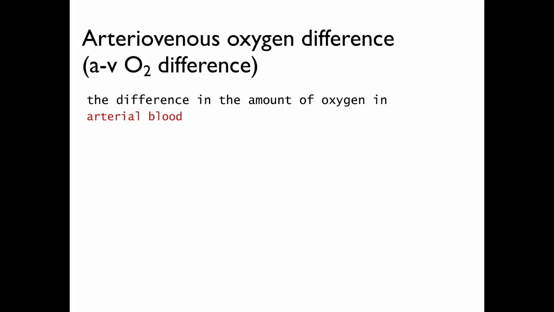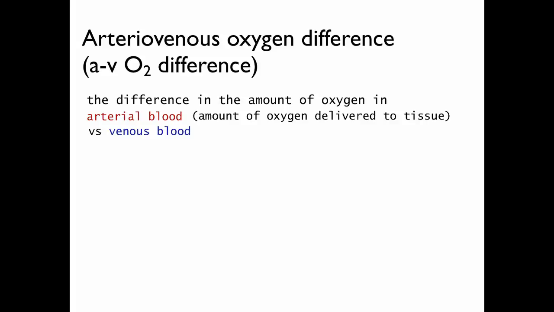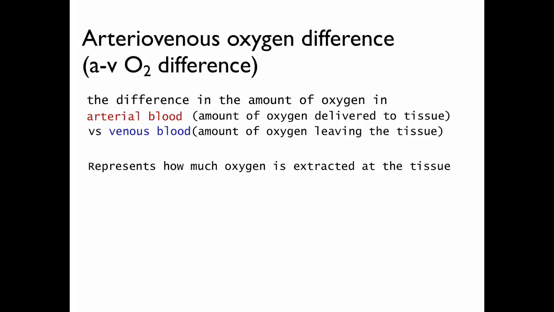So to recap, the arteriovenous oxygen difference, short form AVO2 difference, is the difference in the amount of oxygen in the arterial blood compared to the venous blood. So that is the amount of oxygen delivered to the tissue compared to the oxygen leaving the tissue. And it represents how much oxygen is extracted by that tissue.